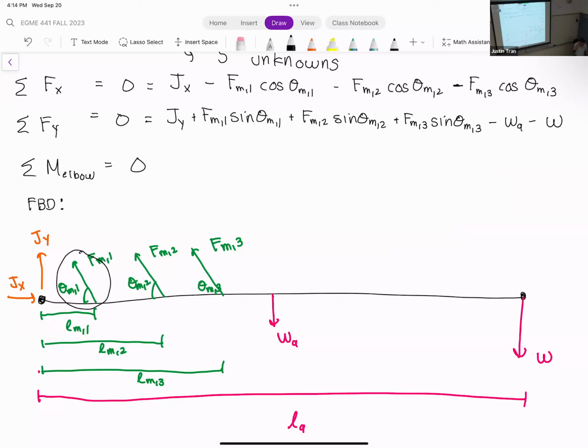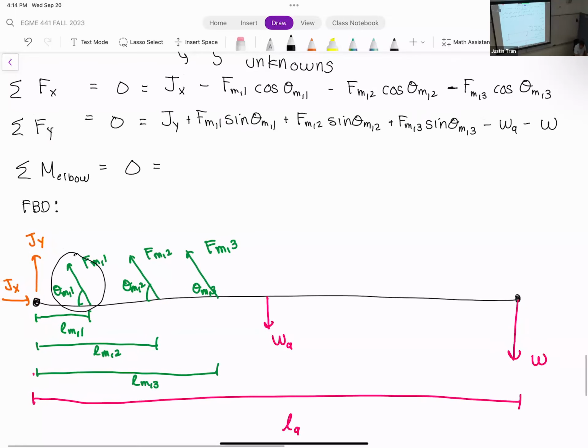Okay, and then finally we have the moment equations. Remember, usually what we like to do, just for the sake of simplicity, is sum the moments around the joint, because that will eliminate two of the forces from our equation. So here we're going to sum around the elbow joint on the left. Since we're summing the moments around that elbow joint, Jx and Jy are not going to factor into that equation. So we're only going to have all the other forces. Once again, let's go from left to right. First we have the moment due to Fm1.